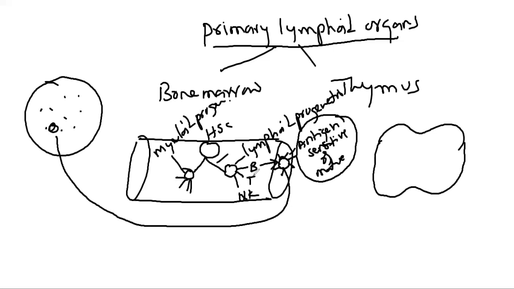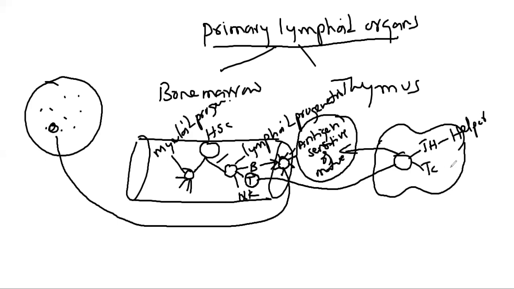On the other side, T cell formation takes place in bone marrow. After that, it leaves the bone marrow and reaches the thymus, where it develops into an immunocompetent or mature or antigen sensitive cell. So this is the place where you can observe the differentiation. It can transform into TH, that is T helper cells, or TC, cytotoxic cells. So formation takes place in bone marrow, but the maturation takes place in thymus.